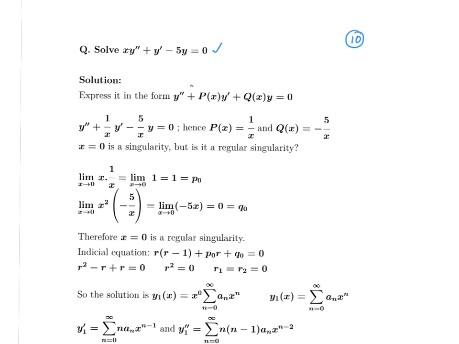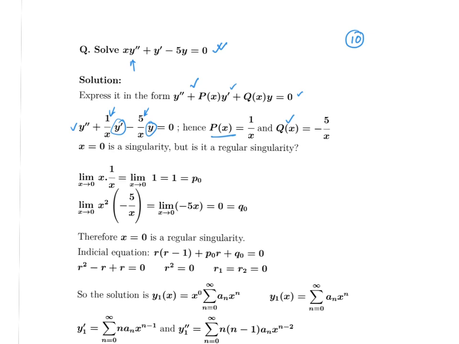The first step was to convert it into the form y double prime plus p of x times y prime plus q of x times y is equal to 0. This can be achieved by dividing the given equation by x, because the coefficient of y double prime is x. From this, we can read off the coefficient of y prime, which is 1 over x, so p of x is 1 over x. And the coefficient of y is negative 5 over x, so q of x is negative 5 over x.